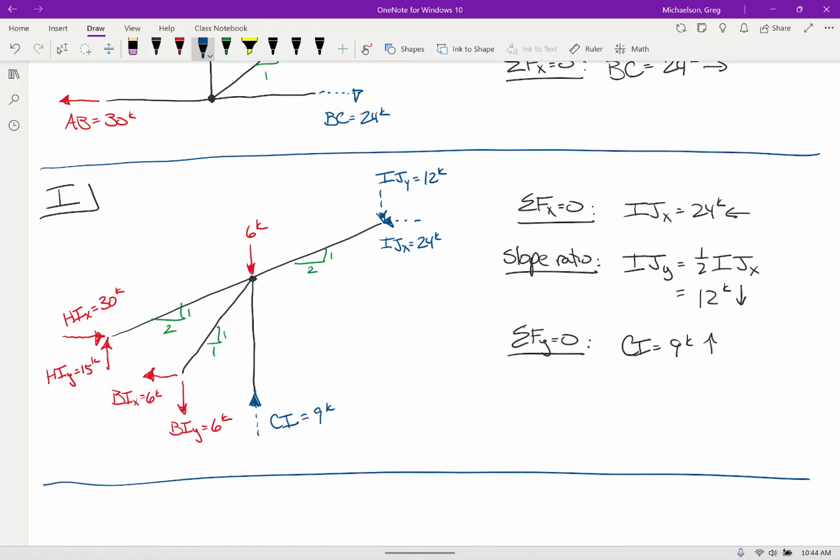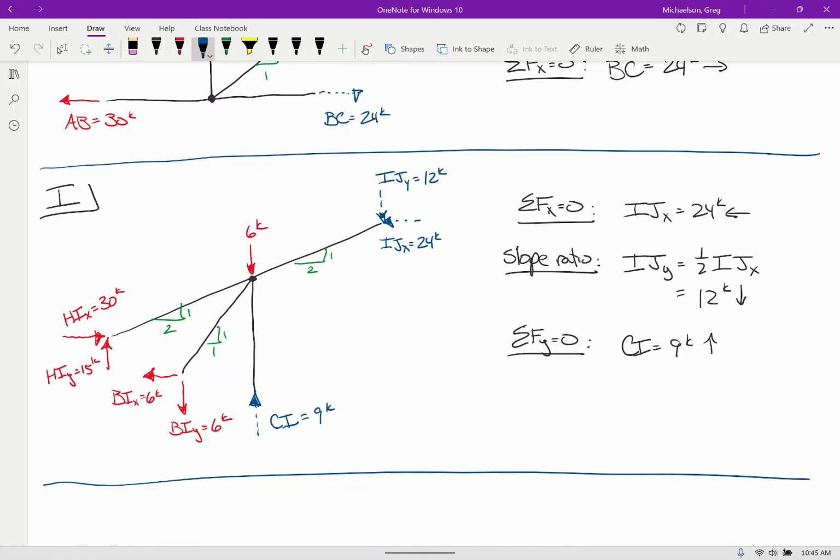And then we've got this diagonal member, which is 12 and 24. What is that? Is it 12 times the square root of 5? 25 something? 26.83. In tension or compression? Compression.